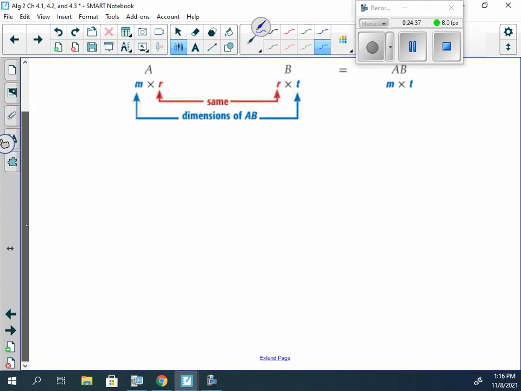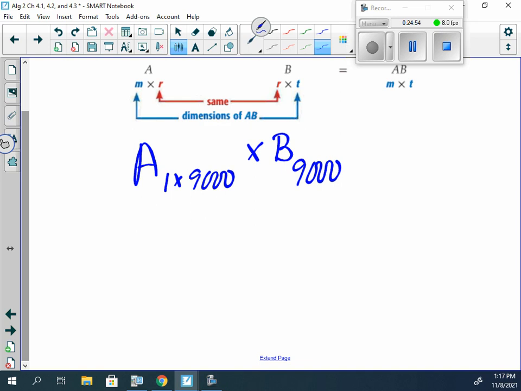Now let's just do an example of this here. Let's say A is 1 by 9,000. That's a pretty big matrix, yes? If it is to be able to multiply by B, the columns of the first have to match the rows of the second. So both of these have to be 9,000, which is a pretty good sized matrix, yes? And then B is 9,000 by 1. Since the columns of the first match the rows of the second, these two matrices will be able to be multiplied together.